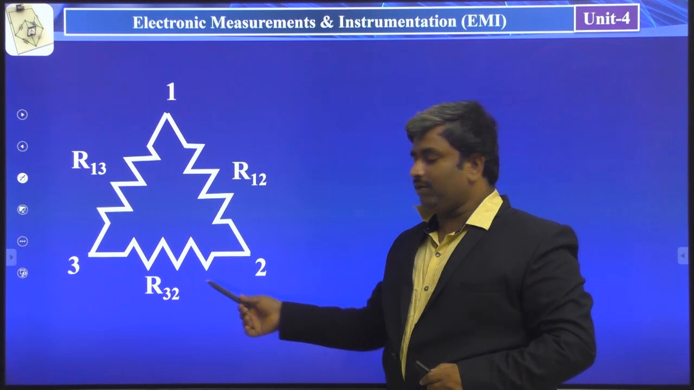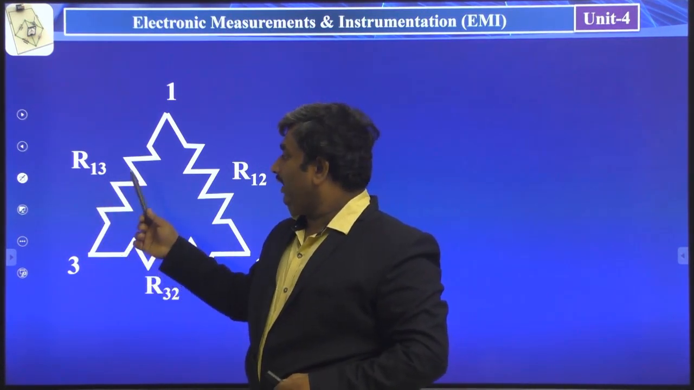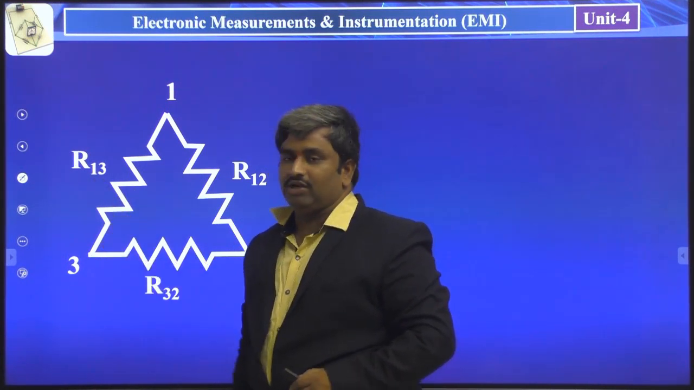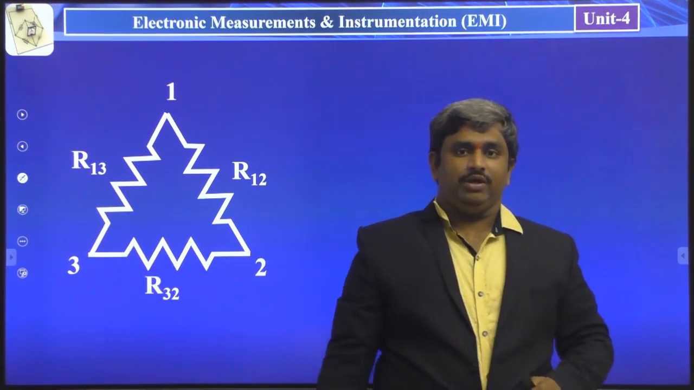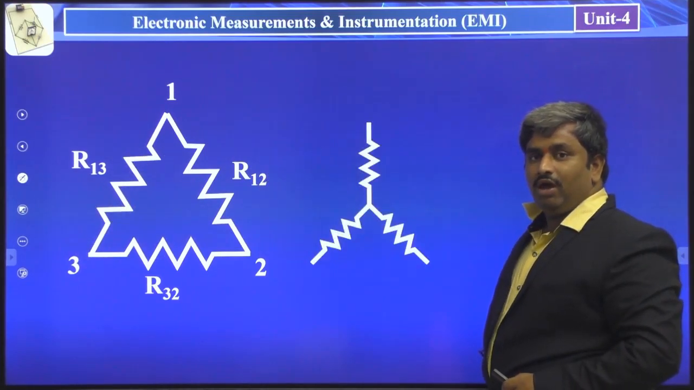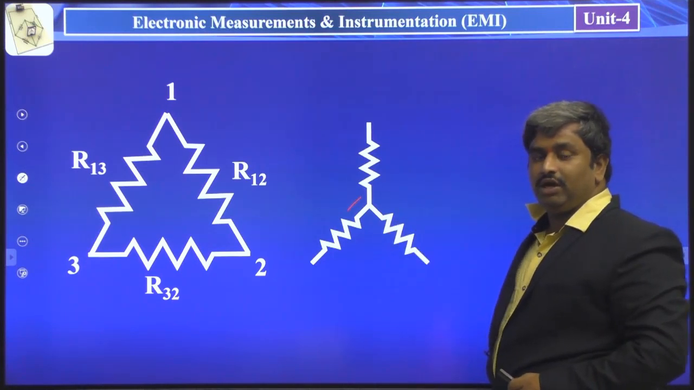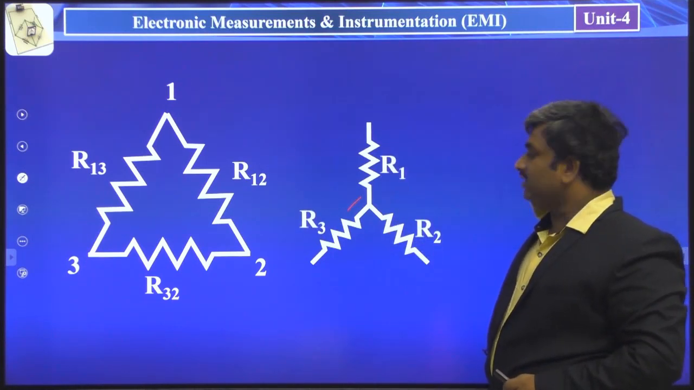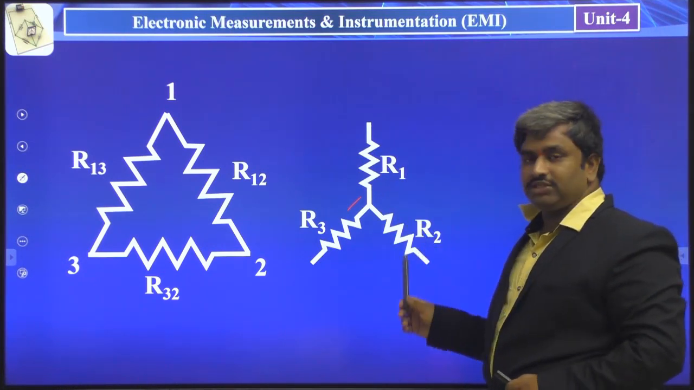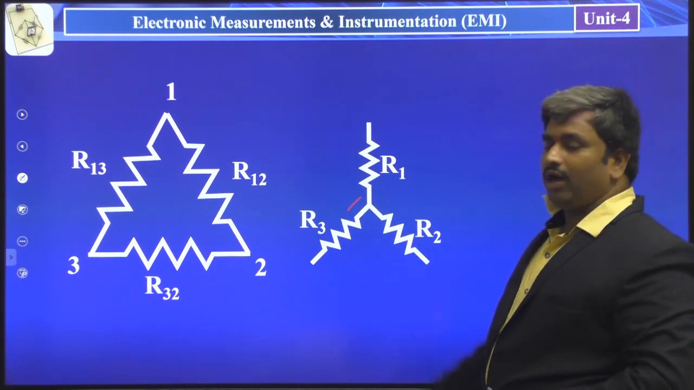In between the 3 and 2 terminals, I am representing that resistor as R32, and in between the 1 and 2 terminals, one more resistor is there. I am representing that one as R13. Now we have to convert this delta into the star. After converting delta into the star, I got these three resistors. I am representing these three resistors with R1, R2, R3. That is, the new resistors are R1, R2, R3. The old resistors are R13, R12, R32.